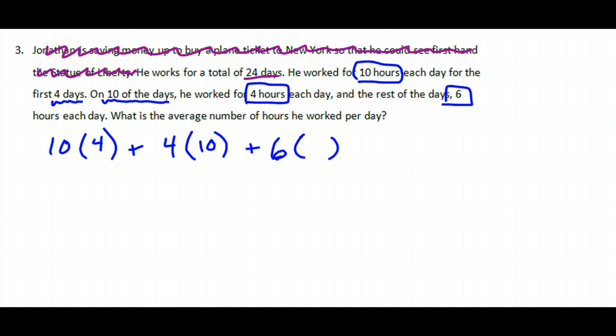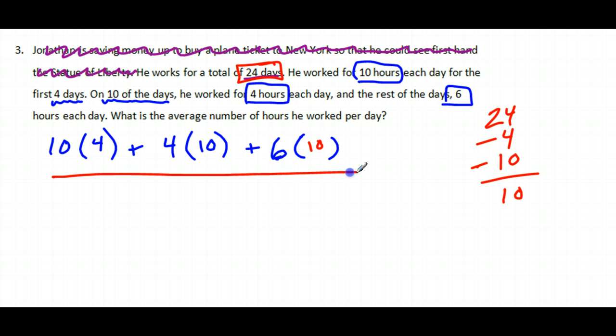We can figure that out, though, because I know he worked 24 days. 24 days minus the 4 days that he worked at 10 hours, minus the 10 days that he worked for 4 hours. 24 minus 4 minus 10 will give me 10. So I know that he worked 6 hours a day for 10 days. And I'm going to add up the weights: 4 plus 10 plus 10. I already actually knew that was going to be 24 down there because he worked for 24 days.